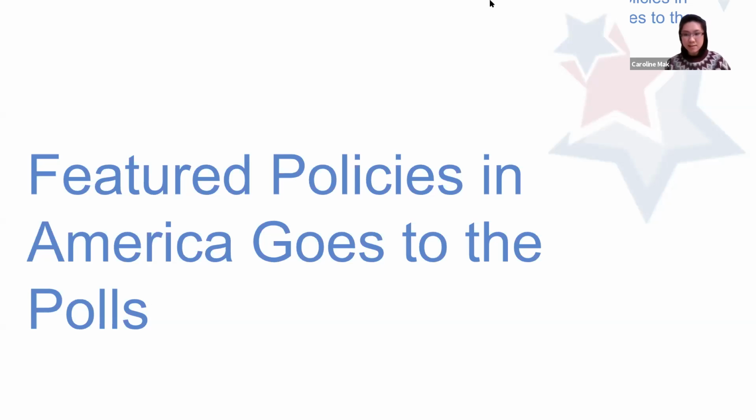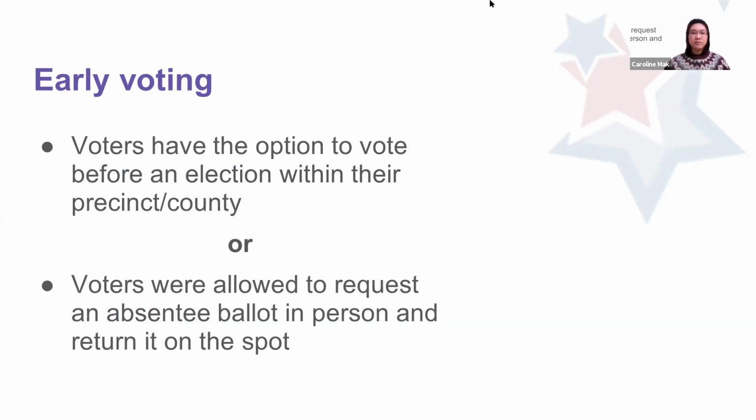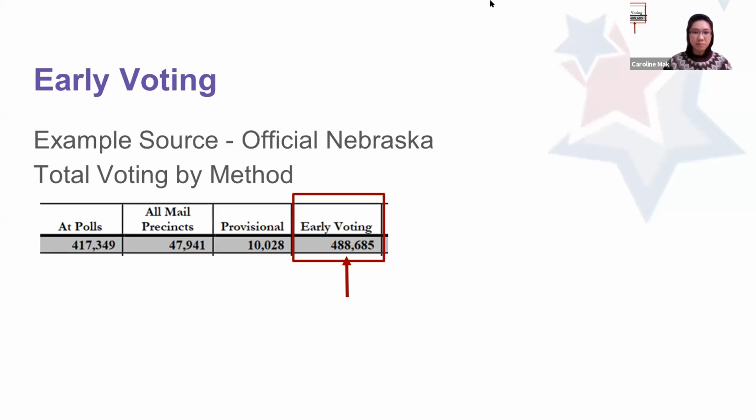Okay, just a few more slides to define how we talk about policies, and then we'll get into the findings. The first is early voting. You may already know that early voting is when voters have certain times and days that they can vote before the election, but there are 2 ways that states do this. They can have multiple early voting locations that voters can go to in their precinct or county, or they may have what's called in-person absentee, which is when you can basically request and return your mail ballot at the election office on the spot. We got these numbers from reports like this one from Nebraska, where they break out total voting by method, and you can see the number of early votes in the box.